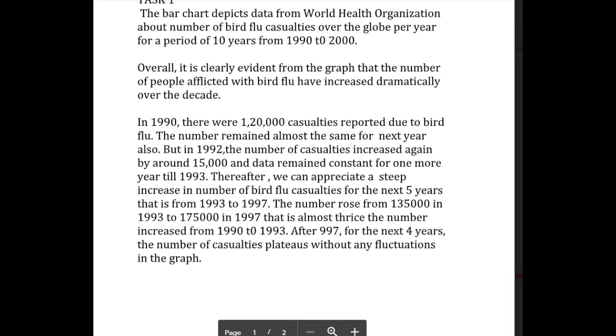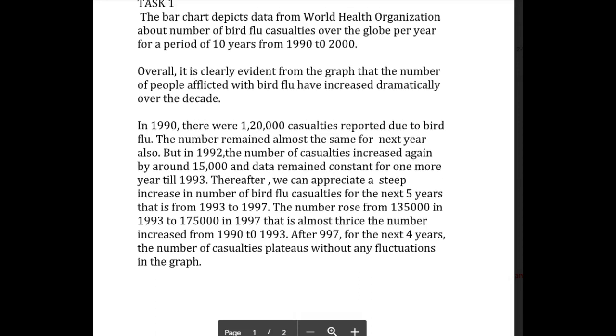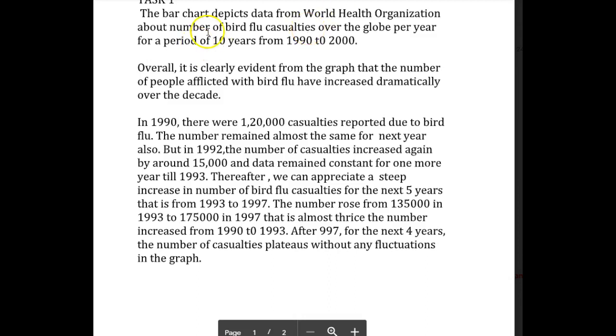Here's what you said. The bar chart depicts data from World Health Organization regarding the number of bird flu casualties throughout the globe per year for a period of 10 years from 1990 to 2000. Okay, fine. Overall, it is clearly evident from the graph that the number of people afflicted with bird flu has increased dramatically over the decade. Fine.